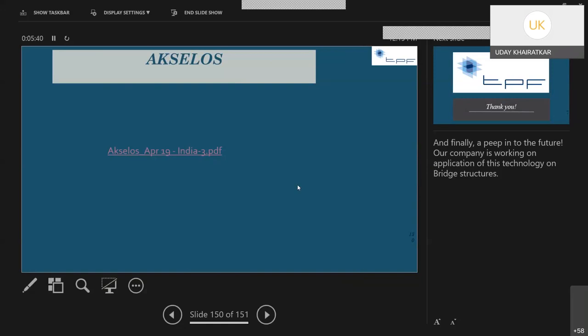All very important structures, such as a sea bridge in Mumbai, which is very important for connecting old Mumbai with the developed area. Also, areas where a bridge is very near to the enemy border. Such bridges have to be monitored continuously. So this system is very useful for such locations.